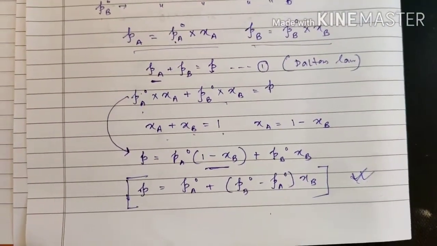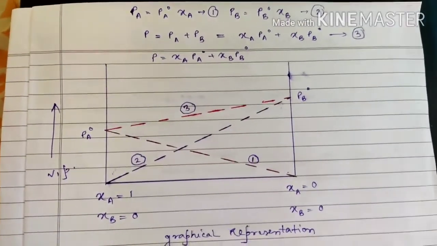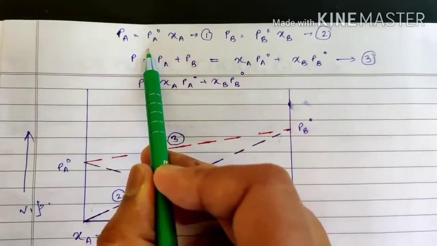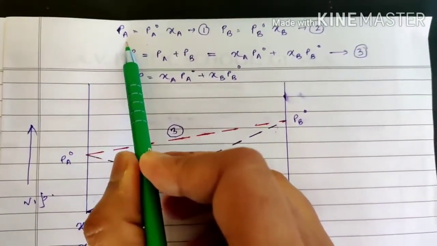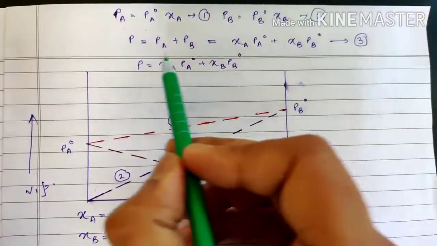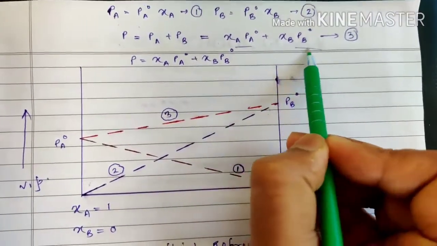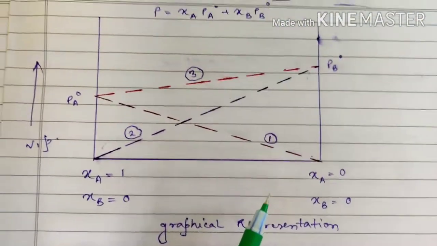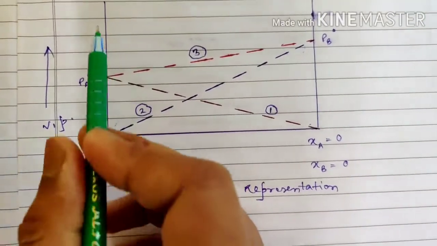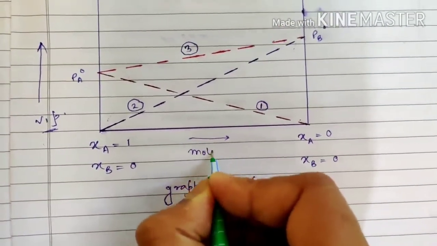Now we are going to see its various aspects and its graphical representation. Let us see the graphical representation. I have drawn the graph already. So I have written three important equations. One is this one for the case of liquid A only, this is for liquid B only, and this is the third one where the total pressure is represented as the addition of these two. Now see this graph carefully. On this axis the vapor pressure is plotted. On this axis we have plotted the mole fraction.